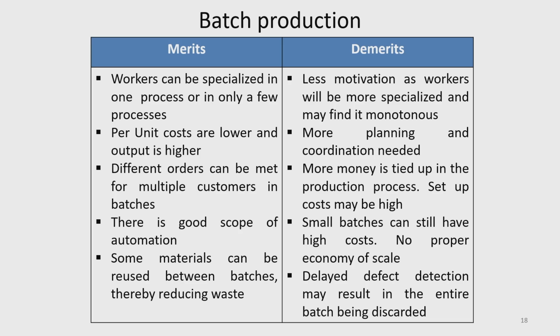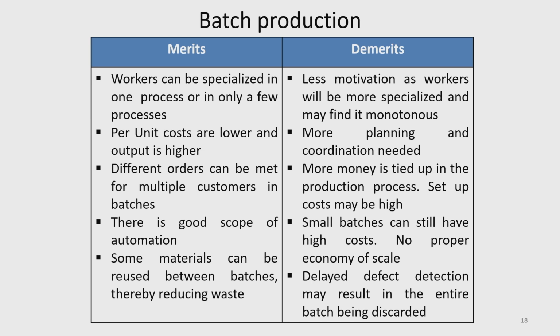Per unit costs are lower and output is higher. Different orders can be met for multiple customers in batches. There is a good scope of automation. Some materials can be reused between batches, thereby reducing waste.